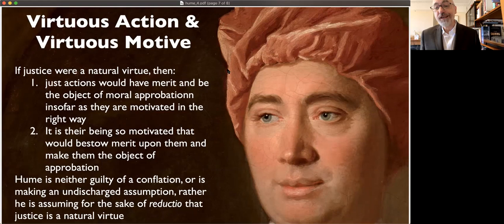It's the assumption that justice is a natural virtue, right? Assume, for the sake of reductio, that commits one to the claim that these two questions admit of a single answer. So I understand this argument is complex. And I also understand that there's this interpretive difficulty in exactly how to understand this argument. But despite its complexity and despite the difficulty in understanding it, it's been an influential argument. So for example, Christine Korsgaard, a Kantian, right, has tried to derive some important lessons from this argument.